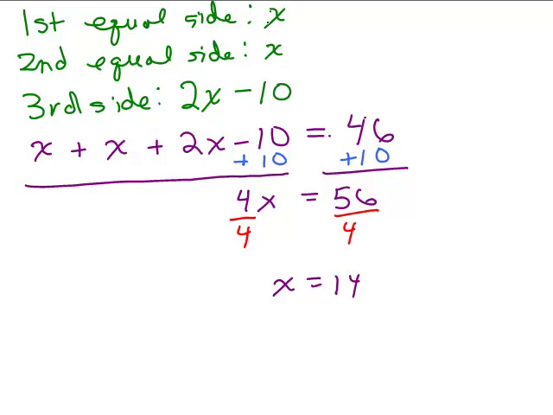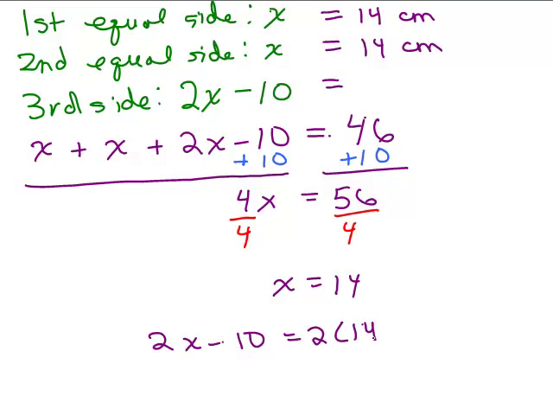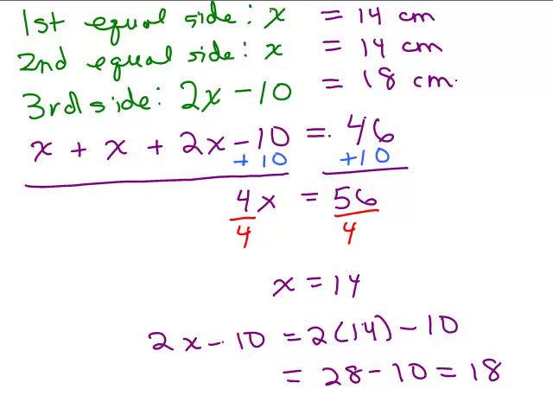Right, look up here. What does x stand for? It stands for one of the equal sides. So we know that would be 14, and I'm going to go ahead and put centimeters. We know the answer is really going to be centimeters, right? Which means this one would also be 14 centimeters. And the third side, 2x minus 10, well, that would be 2 times 14 minus 10, or 28 minus 10, which is 18. So the third side would be 18 centimeters. So it looks like that's our answer. It asks for all three sides: 14, 14, and 18.